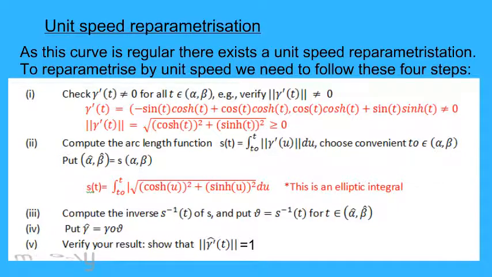If our integral is not elliptic, our third step would be computing the inverse of s of t. Our fourth step would be composing gamma with the inverse, and our last step would be verifying that gamma tilde prime of t is equal to 1.